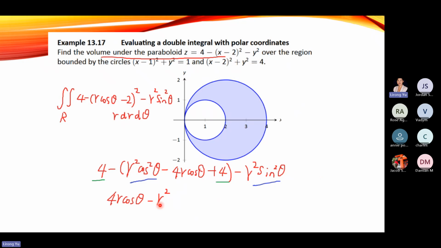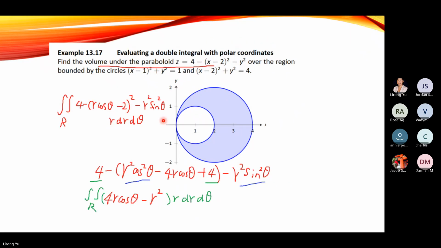Any questions? So this is our integrand, but on top of that we have to multiply by r dr dθ. So our integration function multiplied by r dr dθ is what we have to integrate. But this is just changing the integration function.